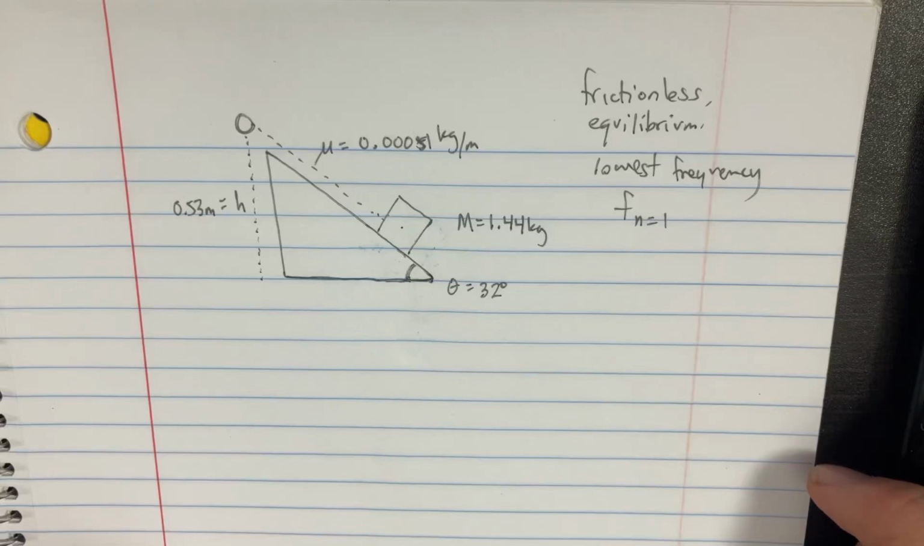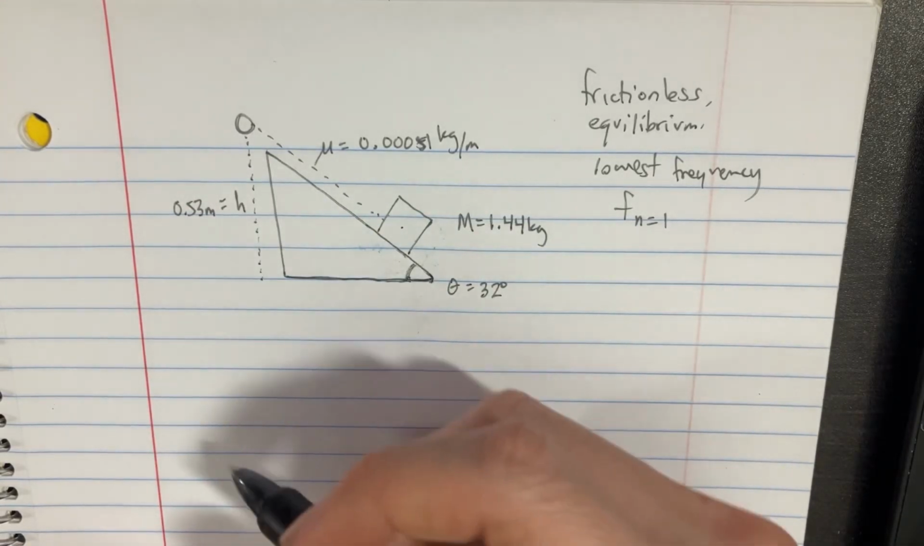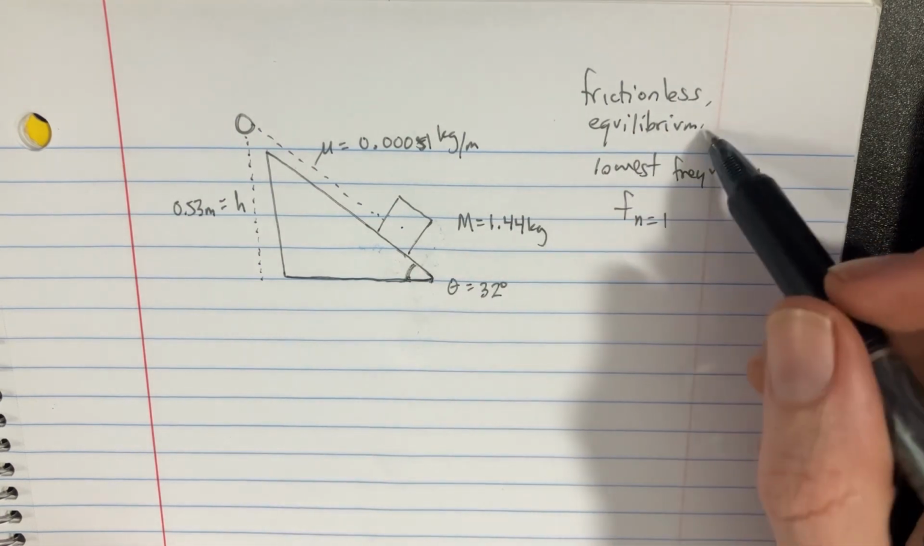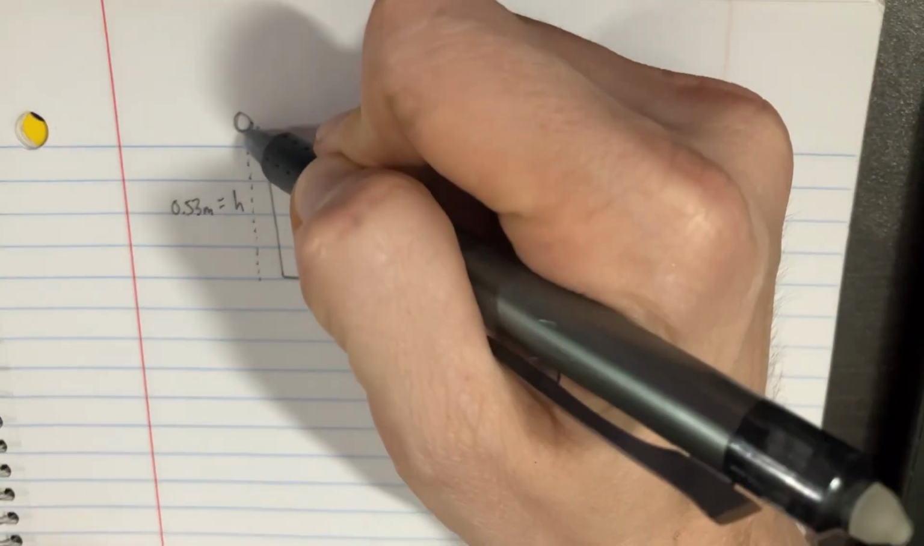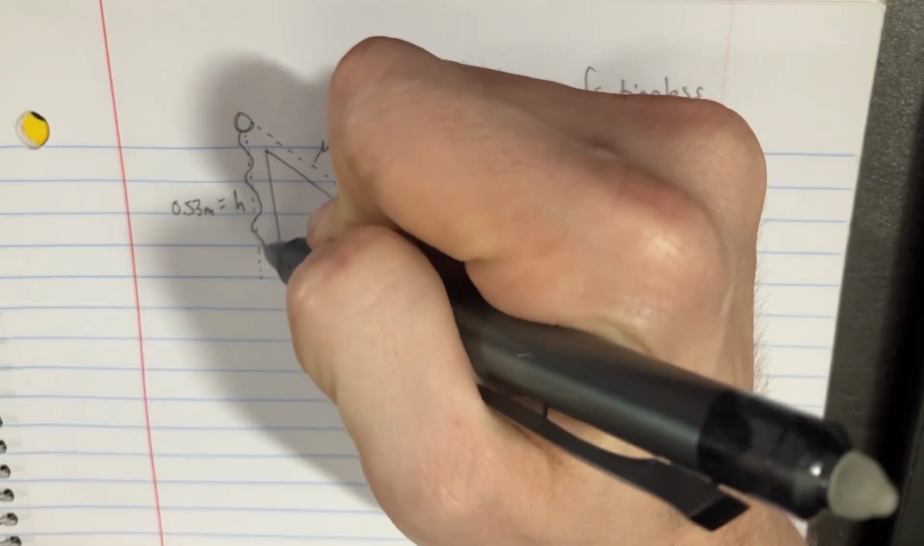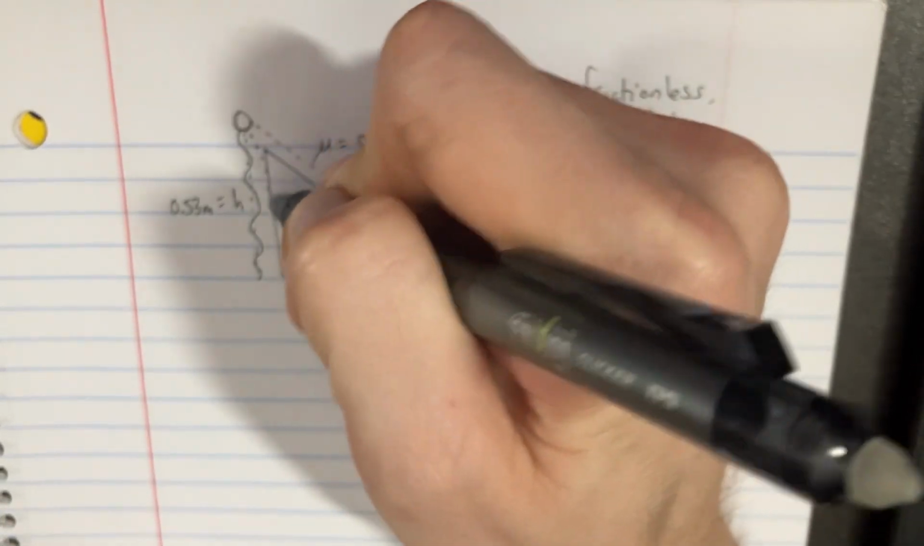We're looking at this system that has a string and a block and a pulley, and it's frictionless, so it's nice. It's also in equilibrium. And we're trying to find the lowest frequency if we wanted to create a standing wave on this thing. And that would literally just be one loop, a single loop right here.